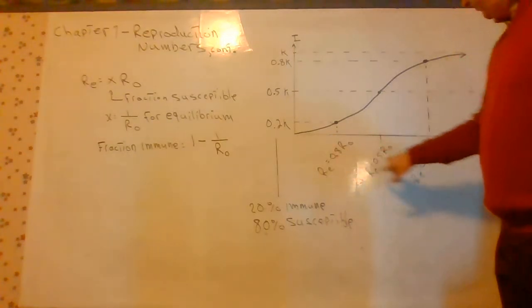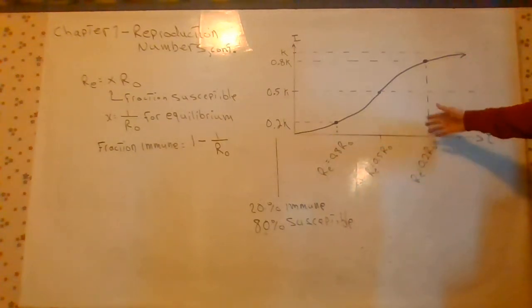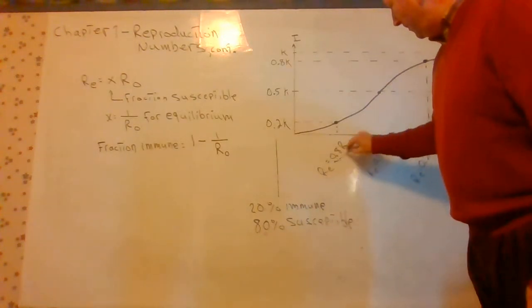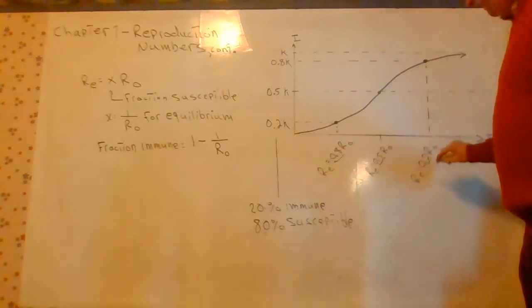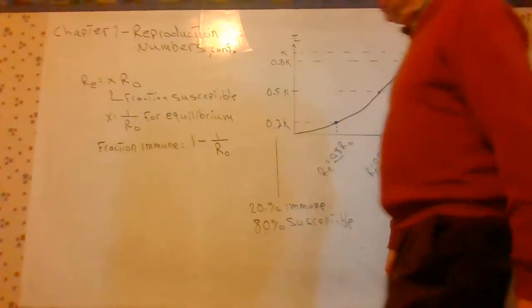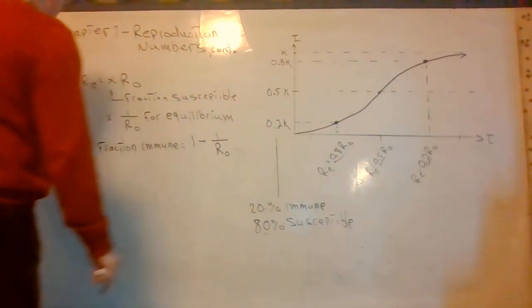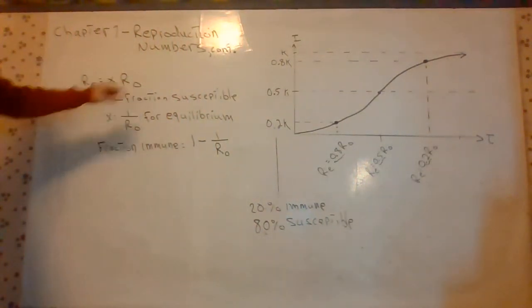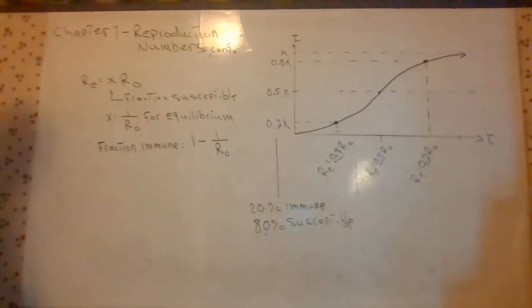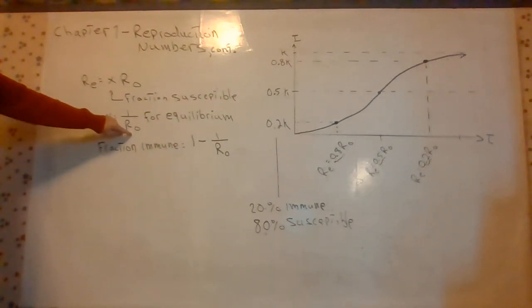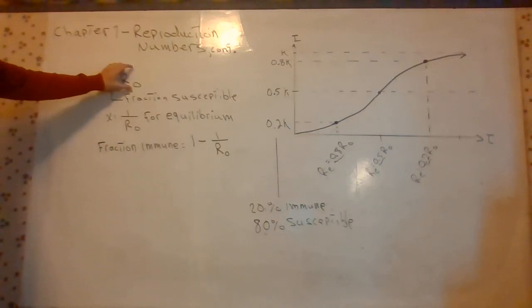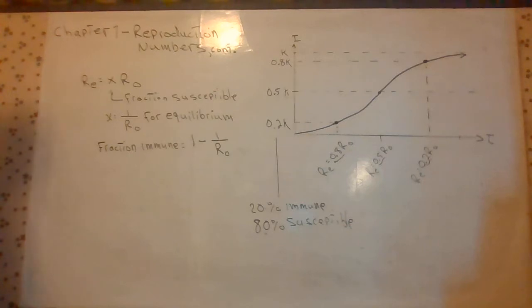Down here it's 80%, here it's 20%. That's just a very simple way to illustrate this concept. So this is the susceptibility right here, and that's the fraction that's left that can still get the disease. So basic formula, RE is equal to X times R naught, where X is the fraction susceptible. And it turns out if X equals 1 over R naught, we'd have equilibrium. Just put 1 over R naught in here. 1 over R naught times R naught is 1, and we have equilibrium.